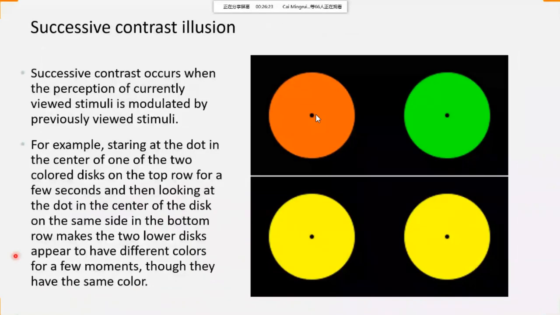Yeah, this is a successive contrast illusion. And this has also to do with the after image. So successive contrast occurs when the perception of currently viewed stimuli is modulated by previously viewed stimuli. So by an after image, in fact. For example, staring at the dot in the center of one of the two colored discs on the top row for a few seconds, and then looking at the dot in the center of the disc on the same side in the bottom row makes the two lower discs appear to have different colors for a few moments, though they have the same color.